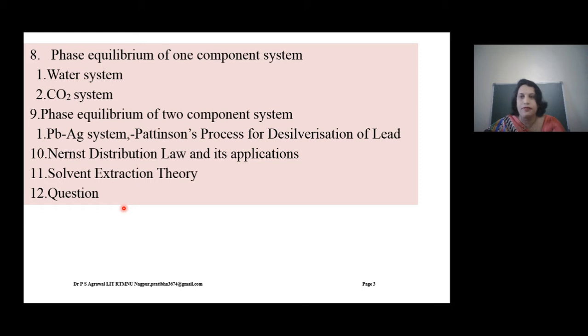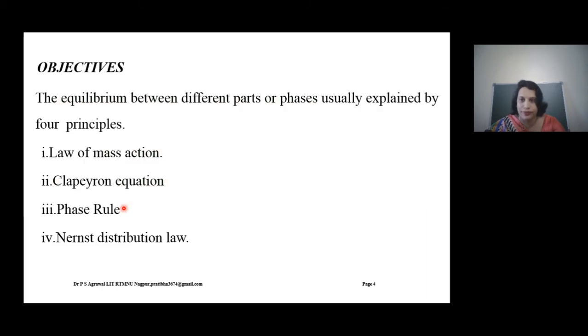Then we will apply the phase equilibria to the two component system, in which the lead silver system is in the syllabus, which is known as Pattinson process. It is used for the desilverization of the lead. After that, we will see Nernst distribution law, its limitation, its applications, and the solvent extraction theory.